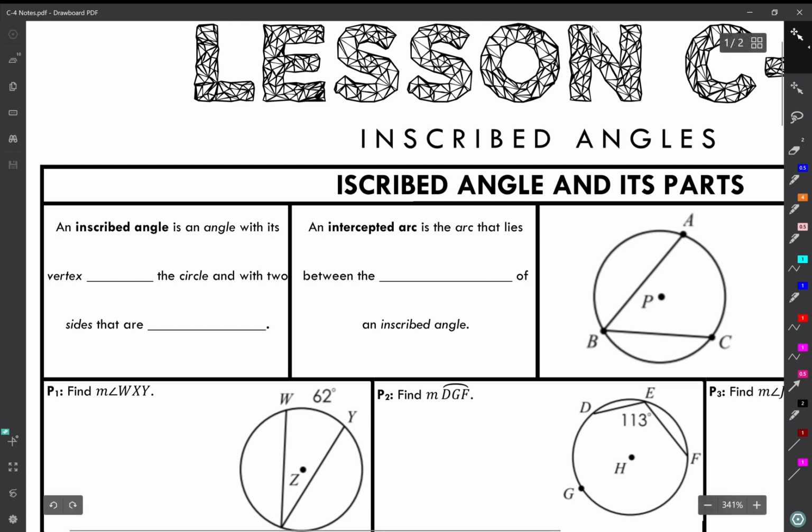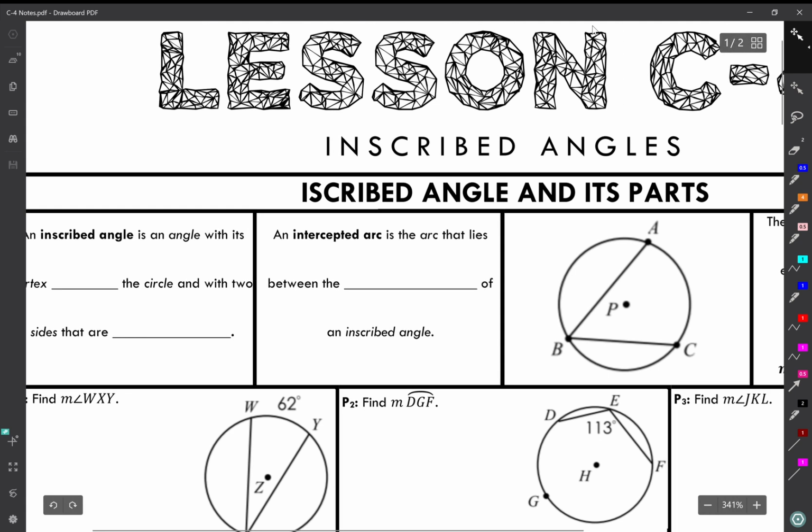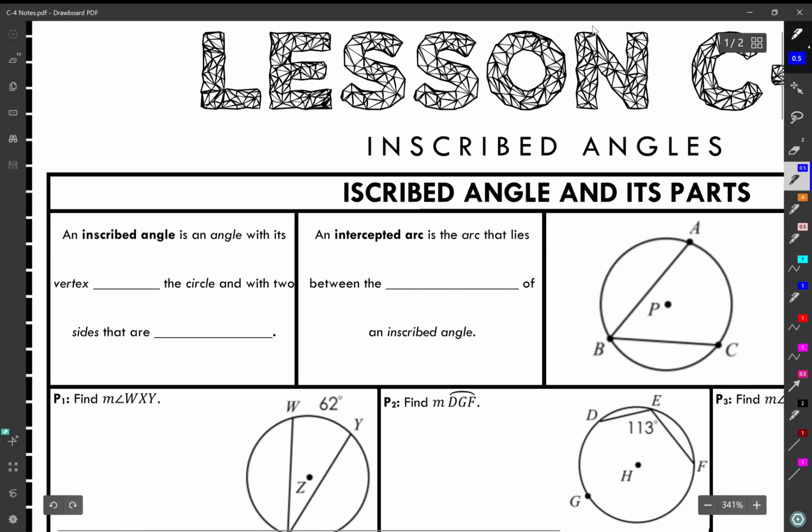Okay, so this is the lecture video for lesson C-4, which is titled Inscribed Angles. So we're talking about angles that are inside the circle, but they're a little bit different than the angles we've talked about before. Previously, we've talked about a central angle. Okay, a central angle looks as follows. We look at the top left corner of the video.